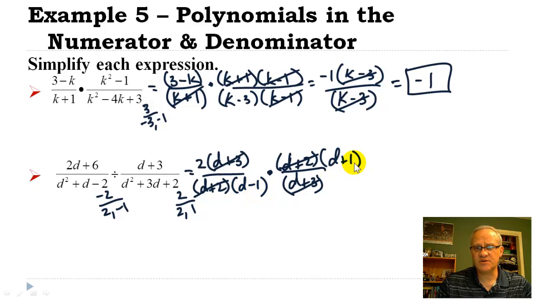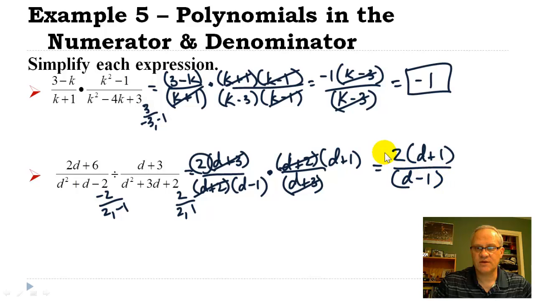We have a d minus 1 and a d plus 1. The 1 and the negative 1 are different, but the d's are the same, so we can't do our little negative 1 trick. We just have to leave this like it is. Don't forget this 2 out here. So you have 2 times d plus 1 all over d minus 1. And that would be our answer. Okay?